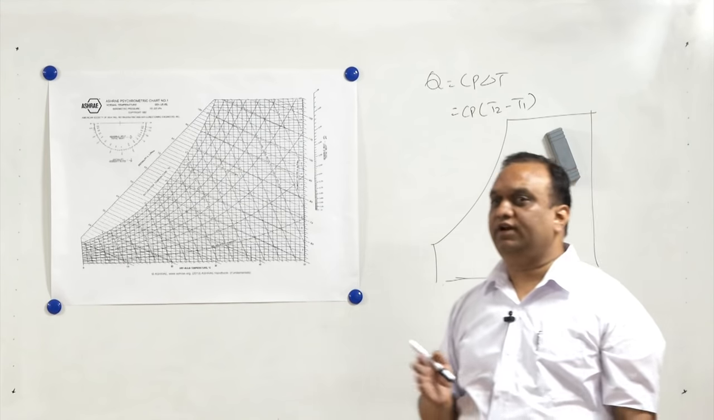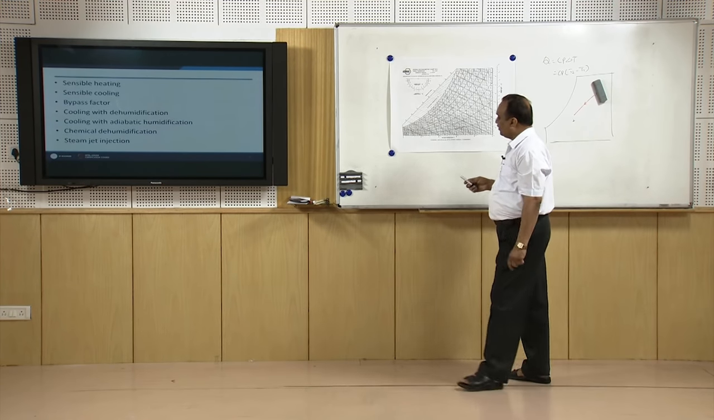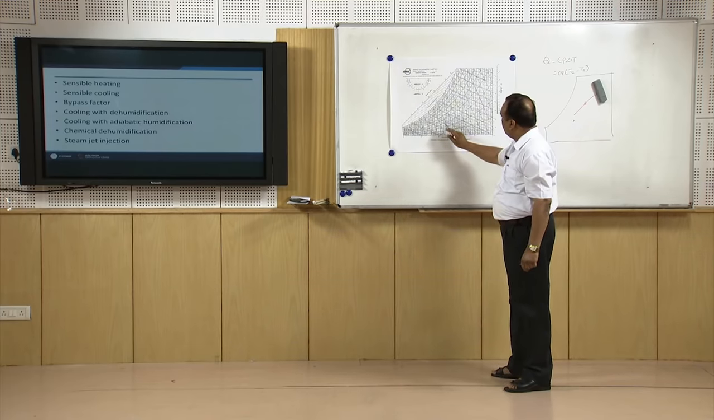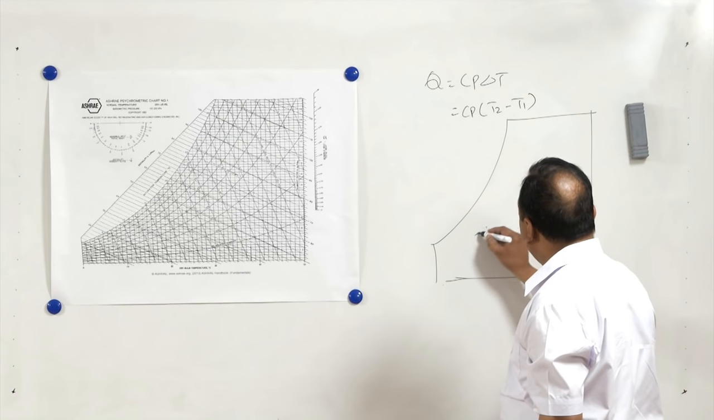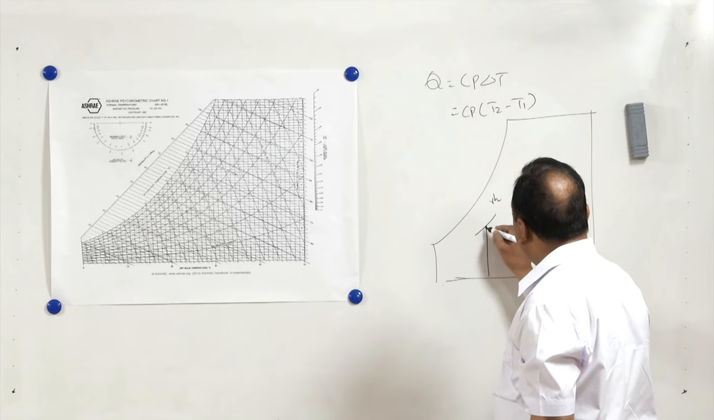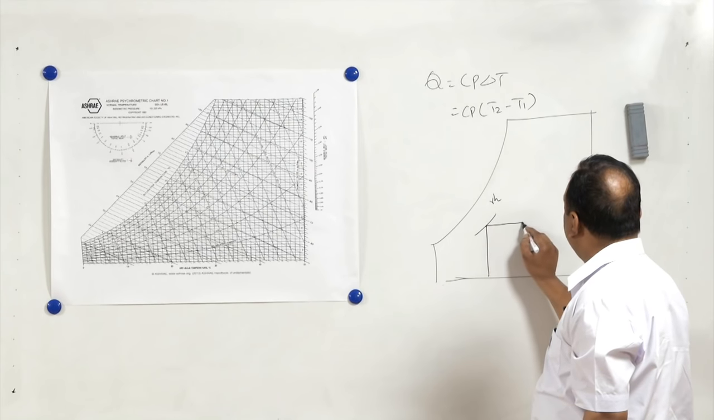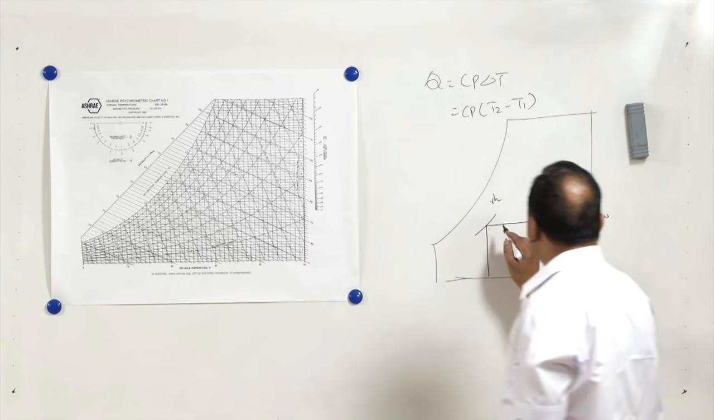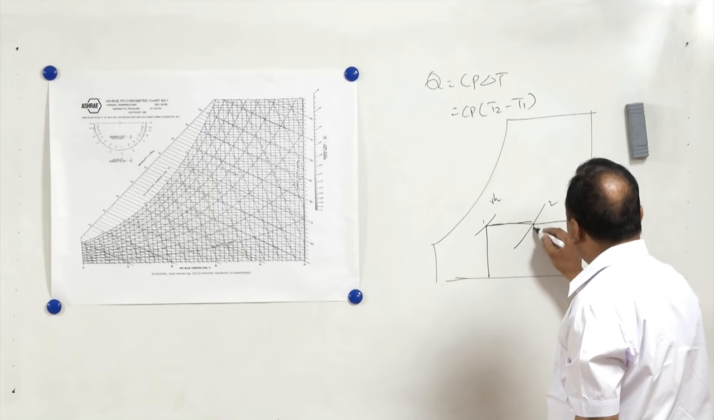Analytically also we can find how much heat is added to the air, but on a psychrometric chart, suppose I say the temperature of air rises from 20 degree centigrade to 25 or 30 degree centigrade, and heat is added to the air. So, first of all, 20 degree centigrade with certain relative humidity, the air is available, and sensible heat is added to the air. So, there is no change in specific humidity or humidity ratio of the air. So, we will follow the horizontal line. This is state 1, and then we will get state 2 somewhere here.